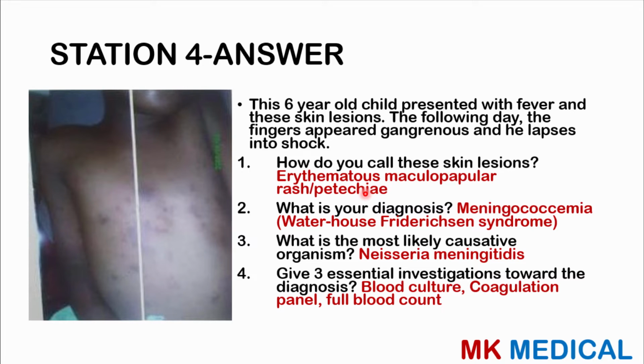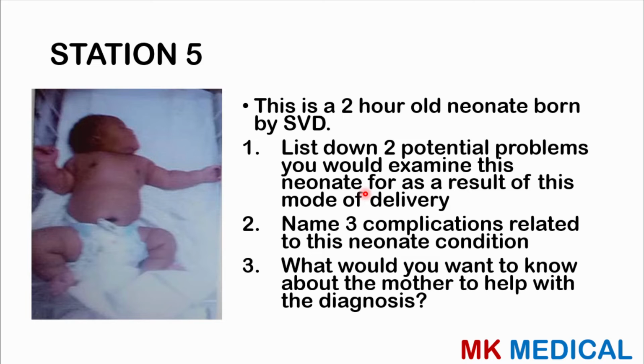The causative agent is Neisseria meningitidis, and 3 important investigations that you may want to order: a full blood count with a differential count that may show you an increase in the neutrophil count, and you may also do blood cultures in order to isolate the Neisseria meningitidis. You may also order a coagulation panel, because DIC is one of the complications that may be associated with this.